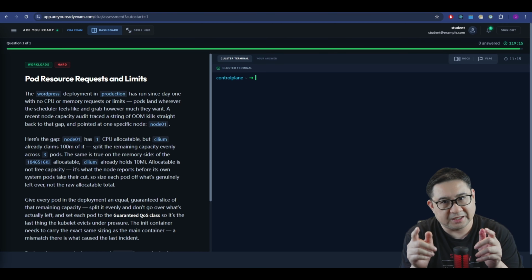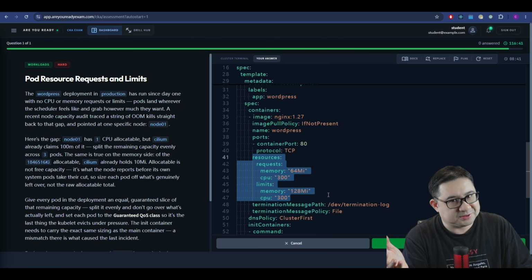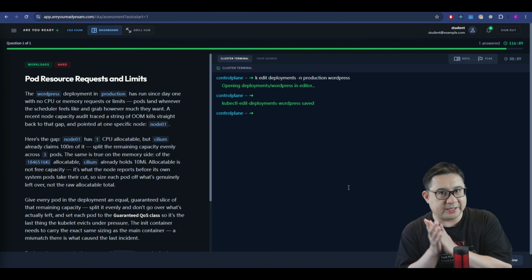That's the one question you're likely to encounter during the exam. That is request and limit. So it should be easy. Let me show you. All you need to do is apply the resources with the limit and request, then you should be able to move on, right? Easy. Now let's check if we get it right.